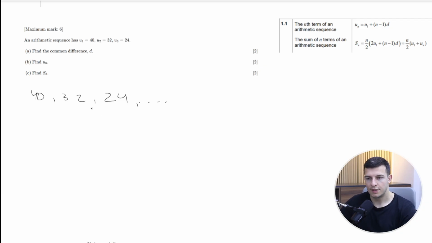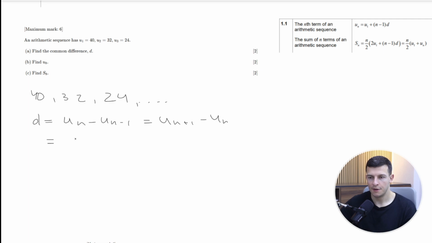Now, you will be tempted to look at the numbers of the sequence and try to come up with a pattern, which is what you should do. But the easiest way to find the difference in any sequence is to subtract the previous term from the next one. What do I mean by that? So the difference will always be equal to un minus un minus 1, or you can say un plus 1 minus un, meaning the next one minus the previous one.